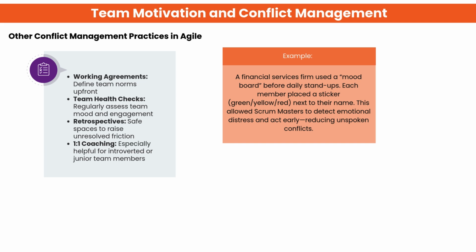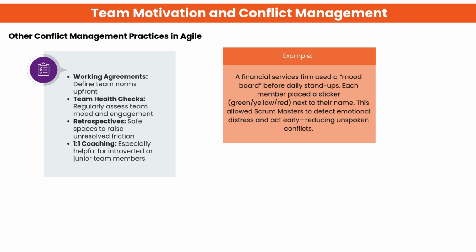The key is how early and well we manage it. Use clear working agreements so everyone knows team rules and expectations. Do regular team health checks to understand mood, stress, and engagement levels. Use retrospectives as a safe space to surface hidden issues before they grow. One-on-one coaching helps silent or junior members express concerns comfortably.